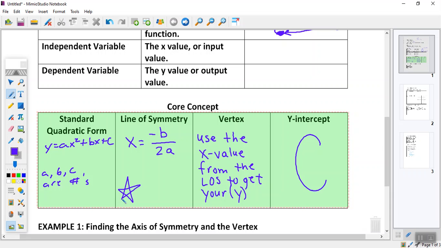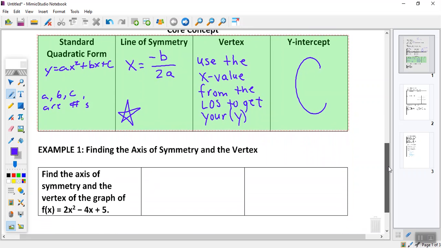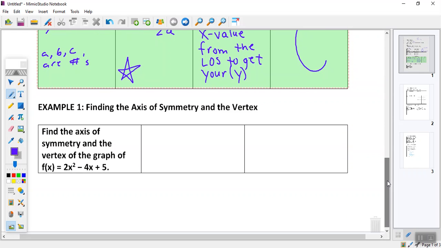Guys, the first thing it says we're going to do is find the what in example 1? Going to find the axis of symmetry. Okay. So let's just do this. I'm going to abbreviate up here, LOS. I always put LOS. I call it a line of symmetry all the time, but just understand, axis of symmetry or line of symmetry, they mean the same thing.